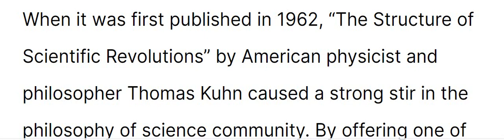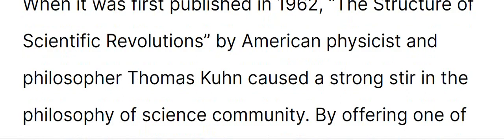The Structure of Scientific Revolutions, Thomas S. Kuhn. When it was first published in 1962, The Structure of Scientific Revolutions by American physicist and philosopher Thomas Kuhn caused a strong stir in the philosophy of science community.